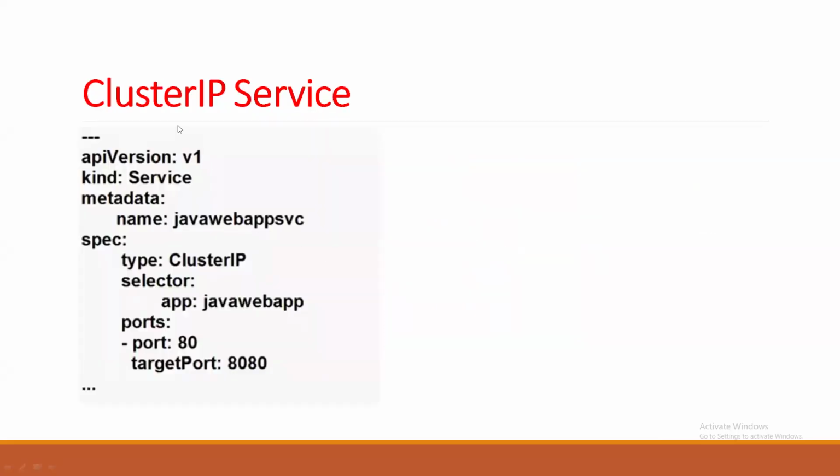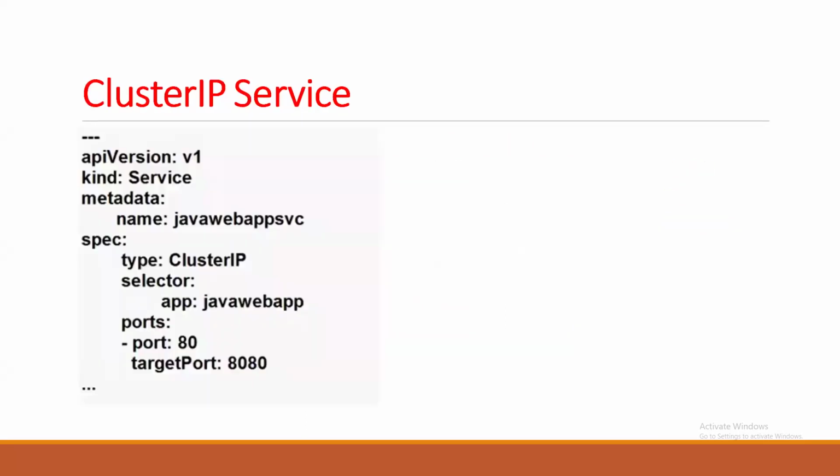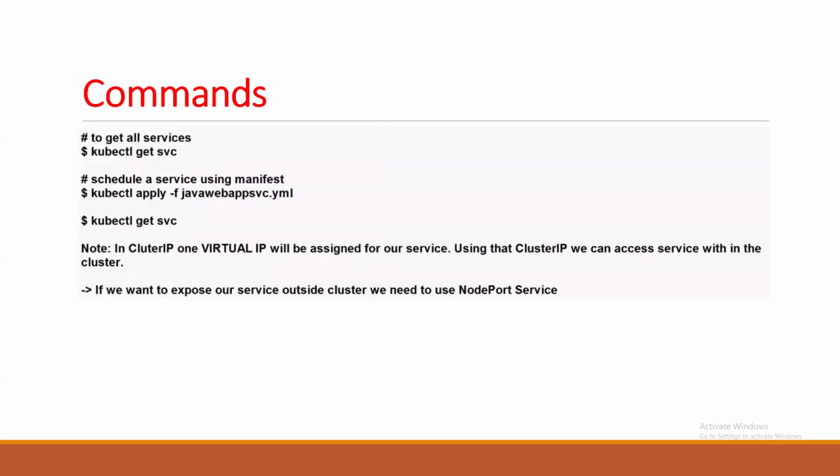So, ClusterIP service: apiVersion v1, kind Service, metadata name, spec type ClusterIP, selector app equal to java-app. So this is the service manifest file, and this is the pod manifest file. Get all the services with kubectl get svc, and schedule the service using the manifest with kubectl apply -f. This is the service manifest file.